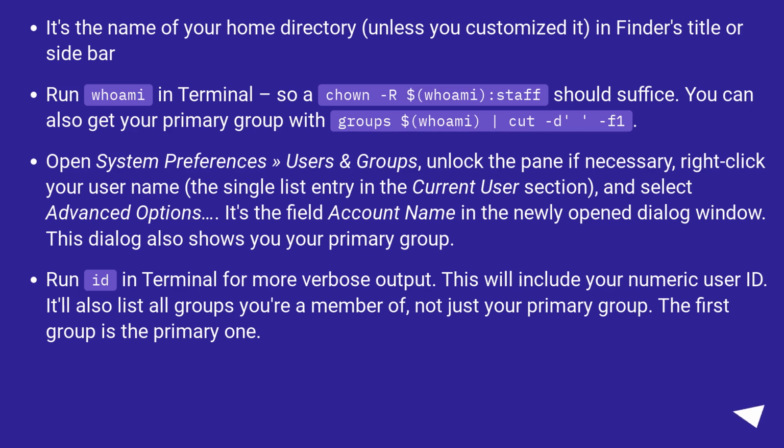Run it in terminal for more verbose output. This will include your numeric user ID. It'll also list all groups you're a member of, not just your primary group. The first group is the primary one.